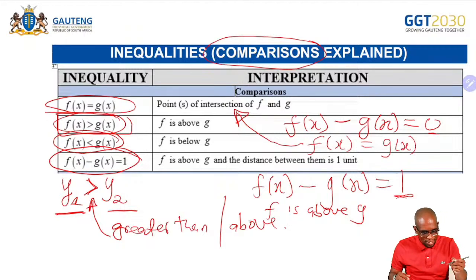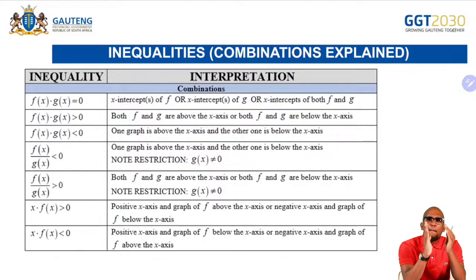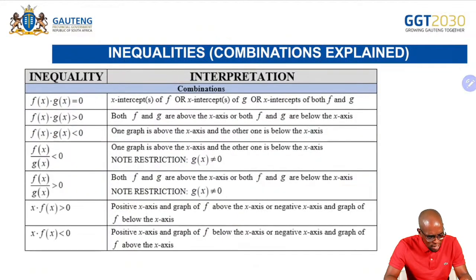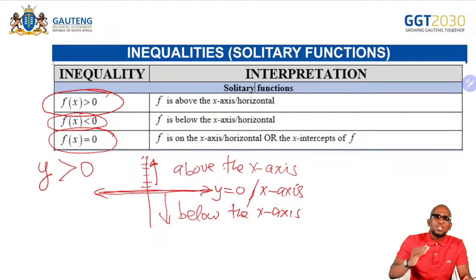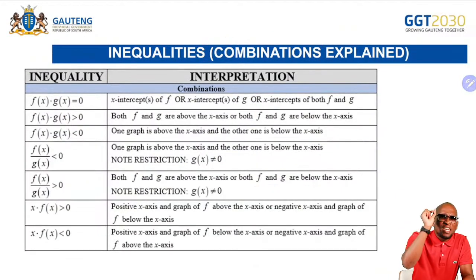So if they equate them to 0, you transpose, and then that's where you're going to get the region in space. Right, the last part would be now the combinations. Now that is where you are going to be looking at where both graphs, you are no longer looking at one, like in the solitary functions here. When I say in the solitary functions, the graph of f is above and the graph of f is below. Now you are going to be looking at both f and g being above or being below.